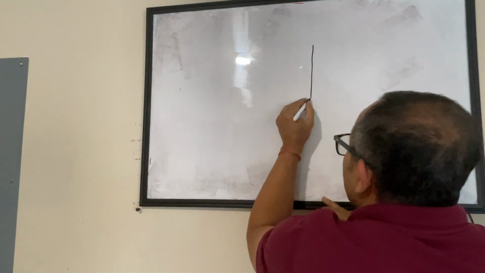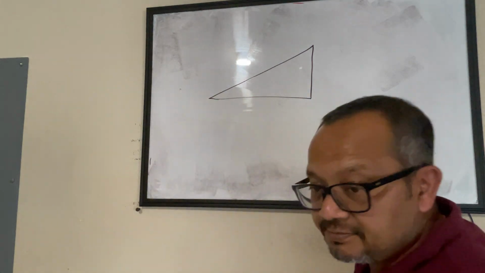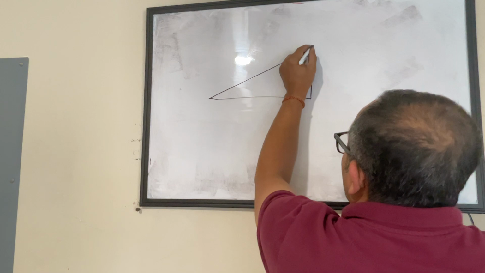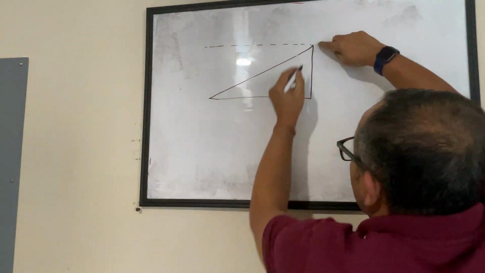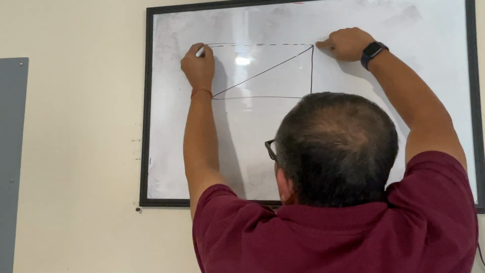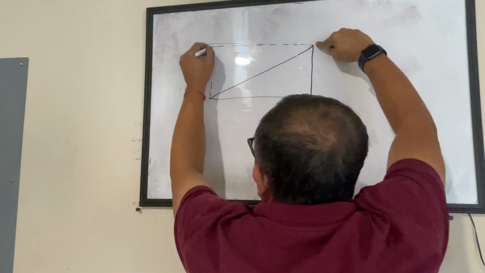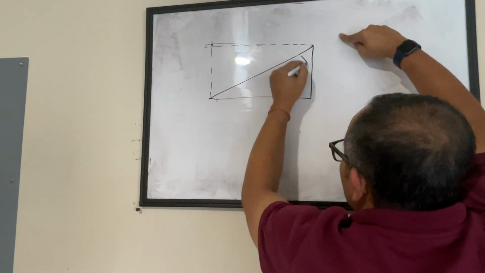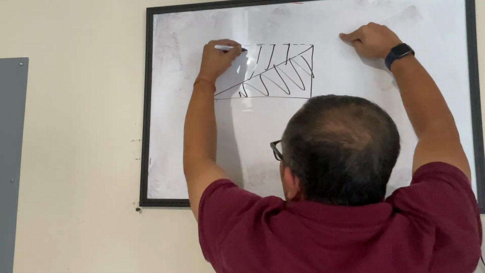See, what I taught you guys was this. When you look at a right angle triangle, yep, this is your right angle triangle. What will you do? Just for your understanding, you don't have to do this all the time. Draw this line which is parallel to this one, and draw this line which is parallel to this one, and they will meet.